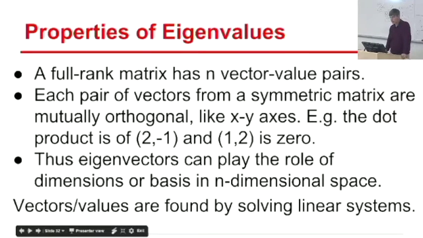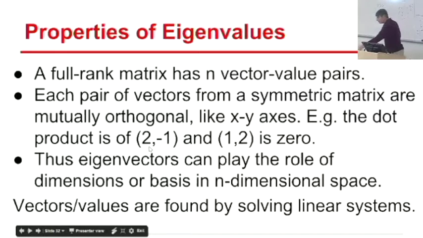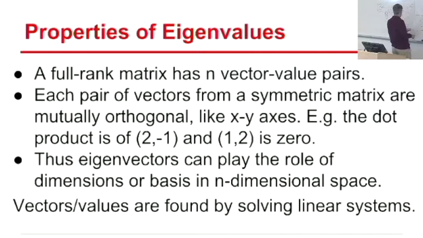So what are the properties of eigenvalues that make them interesting to us? One is that if we have an n by n matrix of full rank, it has n pairs of vectors and values. These eigenvectors have the property that they are mutually orthogonal. What does that mean? If you look at two axes in a plane, the y direction is completely orthogonal to the x direction. It has nothing to do with the direction in the x plane. You could represent the x and y axes as the vectors 0, 1 and 1, 0. The dot product of these is going to be zero, right? That's the definition of what it means to be orthogonal.